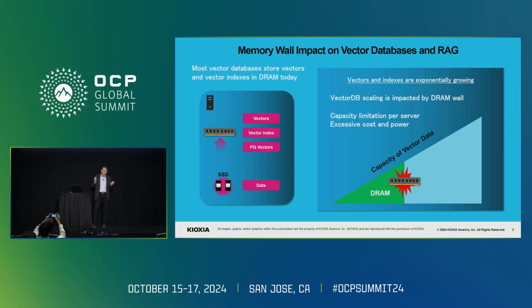Today, these vector databases are almost all implemented in DRAM. And because the vectors, the indices, the quantizations are all held in DRAM, it effectively creates a scalability limit or a memory wall. And these databases are scaling at an exponential rate at this point.